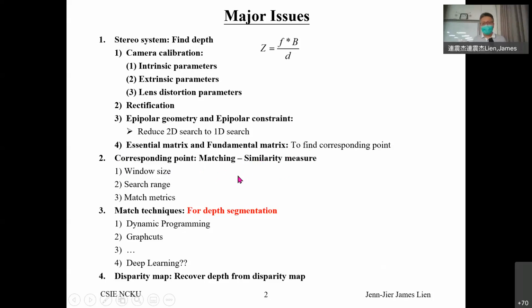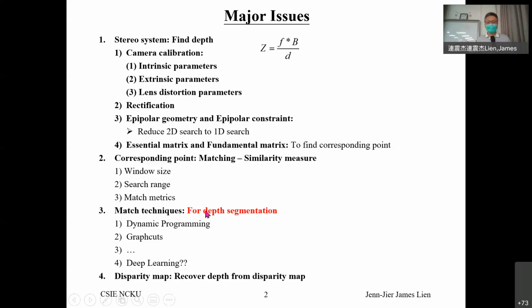Back to the similarity measure. You try to find corresponding points, and three parts are important: what's the window size, what's the search range, and how do you measure, meaning how do you measure the similarity, like SAD, mean square difference, sum square difference, or Euclidean distance. Those are metrics, a unit of measurement, a measuring mechanism. This is just a concept.